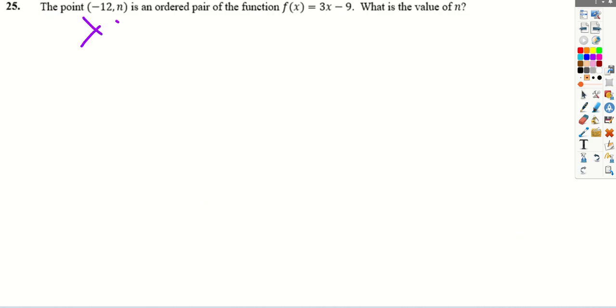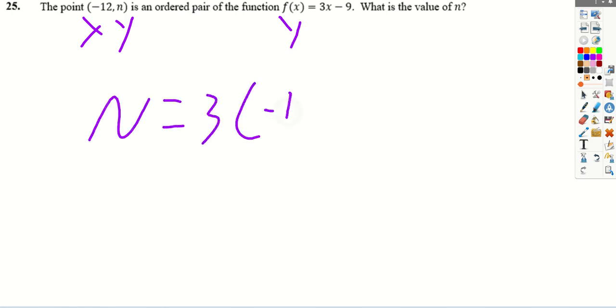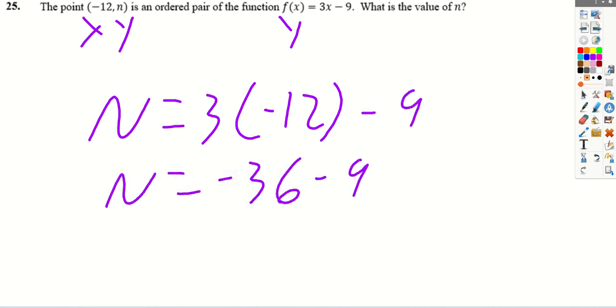This is x, this is y. Plug them in for each other, also knowing that f of x is y. So I have n is equal to 3 times negative 12 minus 9. N is equal to negative 36 minus 9. N is equal to negative 45.